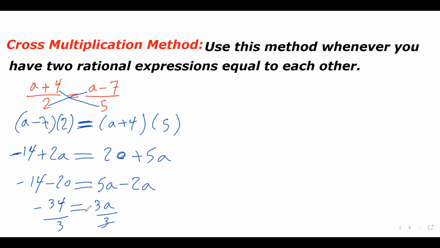So this 3 and this 3, they cancel. Therefore, on the right side, I have a. And on the left side, I have negative 34 divided by 3. This is our answer.